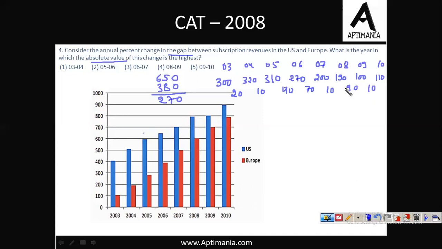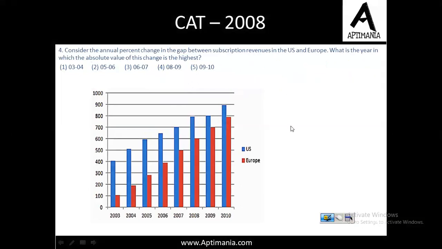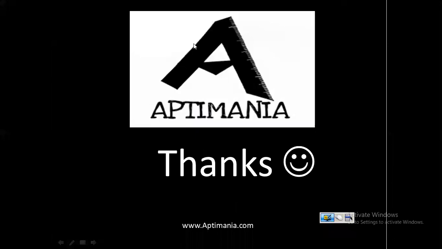So the maximum value of absolute difference is between the years 2008-9. So the correct answer to this question must be option 4, that is year 2008 and 9. So this was not a difficult question, but it was very calculation intensive.